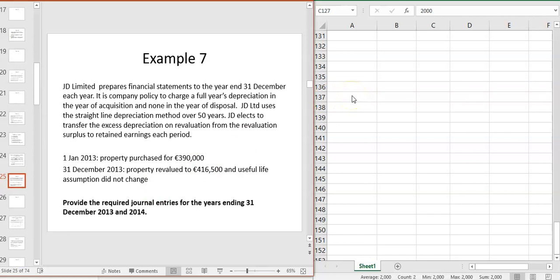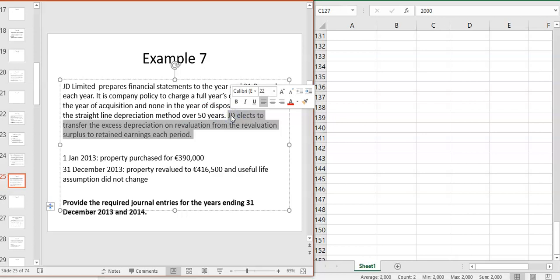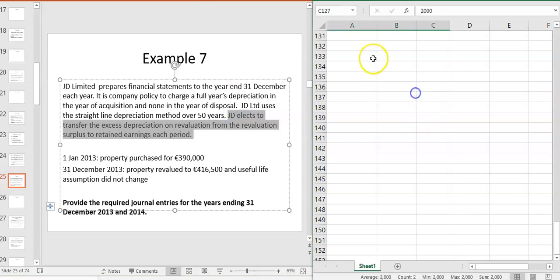So this JD Limited prepares financial statements to the year end in December each year. Company's depreciation policy, full year depreciation in year of acquisition, none in year of disposal. Straight line over 50 years. And it does elect to transfer depreciation on revaluation. So we know that is relevant for this one. So let's look at the cost. Cost here, $390, 1st of January 2013.